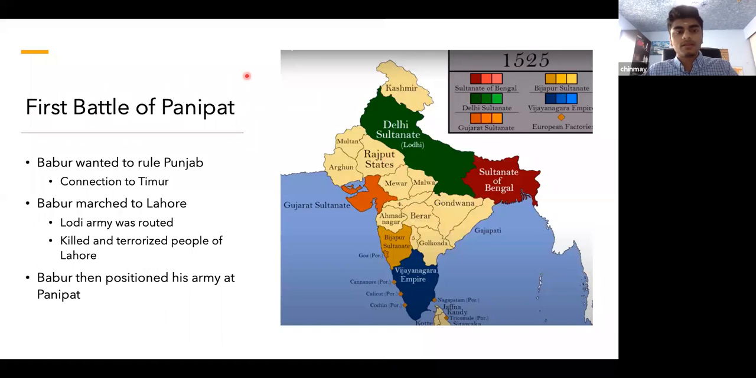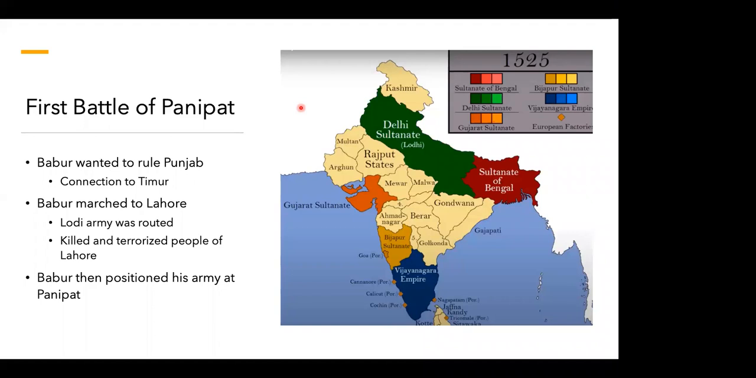So the advent of the Mughal Empire would be decided by the first Battle of Panipat. So the first Battle of Panipat was between the Delhi Sultanate, and over here would be Babur, who would eventually establish the Mughal Empire in India. So the Mughal is a term that comes from the word Mongol, because Babur claimed descent from them.